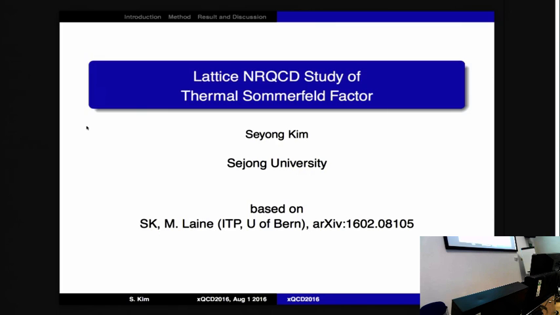Thank you. I'm going to talk about the chemical equilibration rate computation on the lattice, which is related to getting this Sommerfeld effect on the lattice. This is work done in collaboration with Mikko Laine of Bern. These are the arXiv numbers. It's going to be published in JHEP.